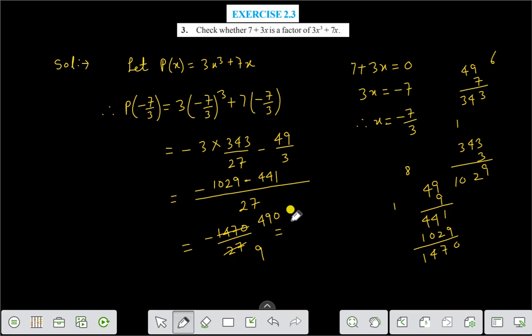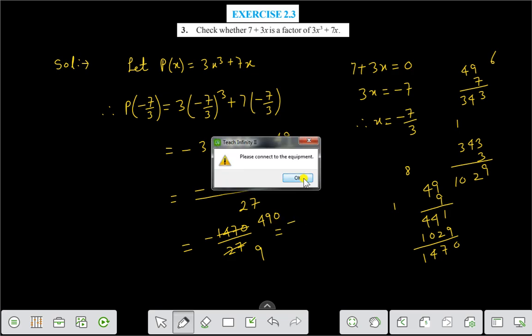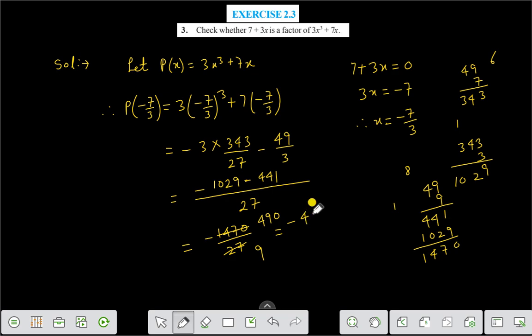We are getting minus 490 by 9. Therefore, the remainder is 490 by 9. We are not getting the remainder as 0. Here, the remainder is minus 490 by 9.